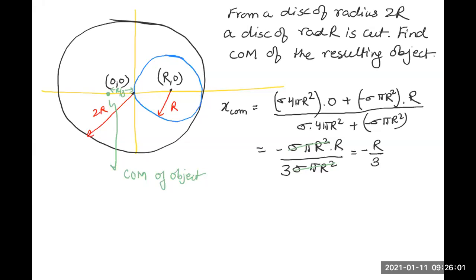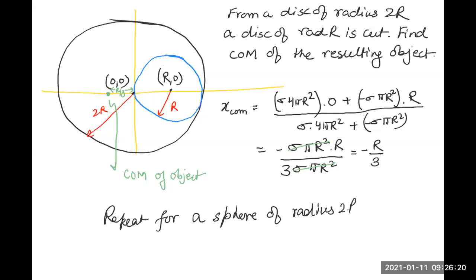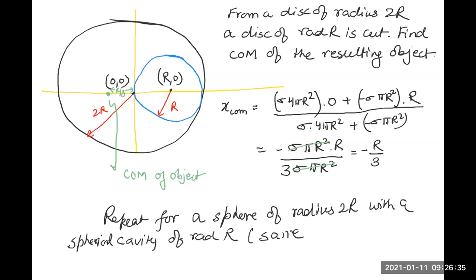Okay, I hope this is clear. If it is, you should be able to do the next question. Repeat for a sphere of radius 2r with a spherical cavity of radius r. So the diagram is same.